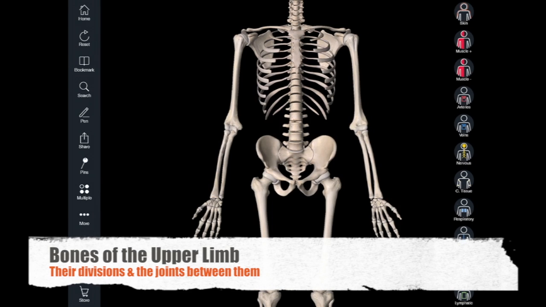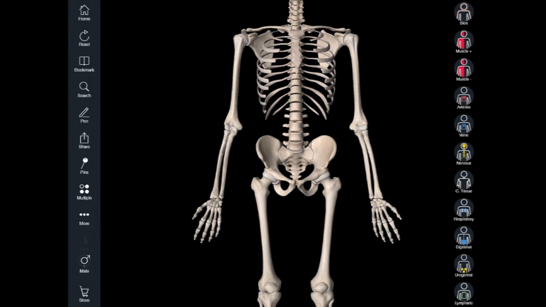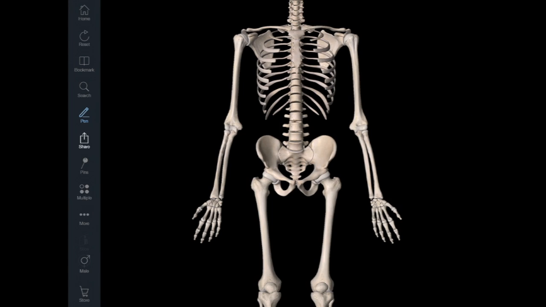Hello, now I want to talk about the bones of the upper limb and the joints in between them. The bones of the upper limb are generally divided into some major parts. The bones of the shoulder girdle, which consists of the clavicle and the scapula. Then we have the bone of the arm, and that is the humerus. Then we have the two bones of the forearm, the radius and ulna.